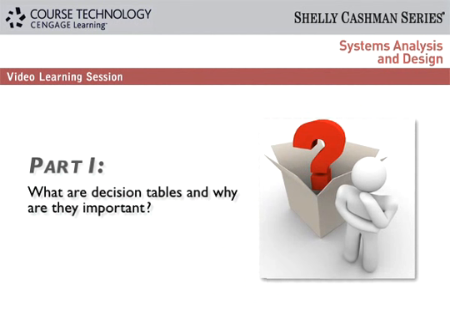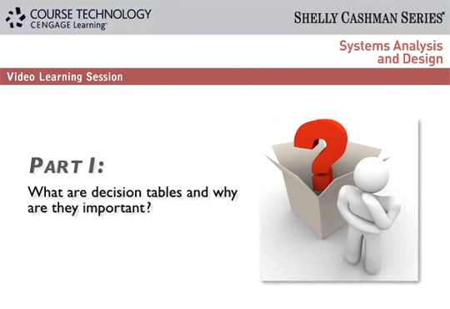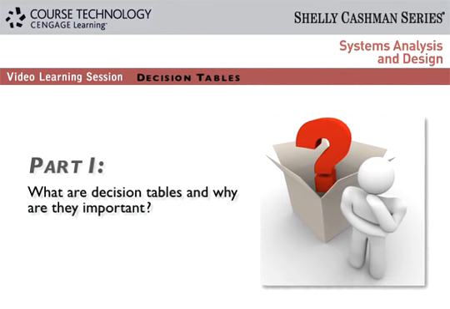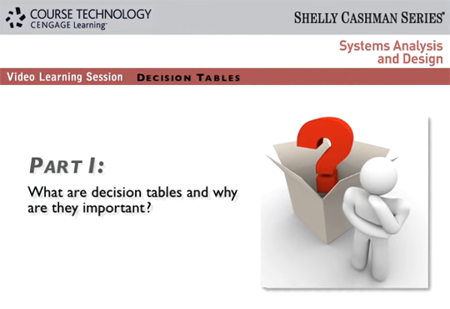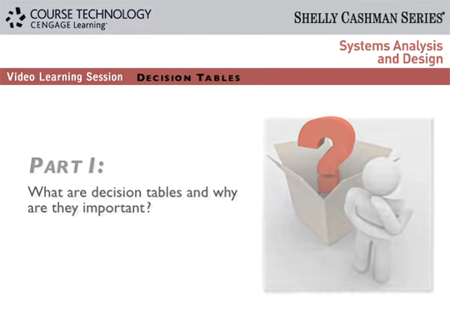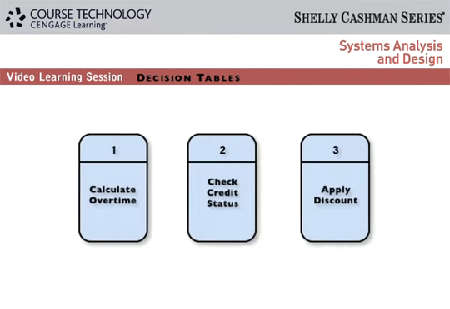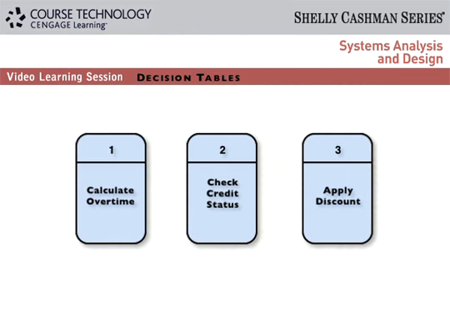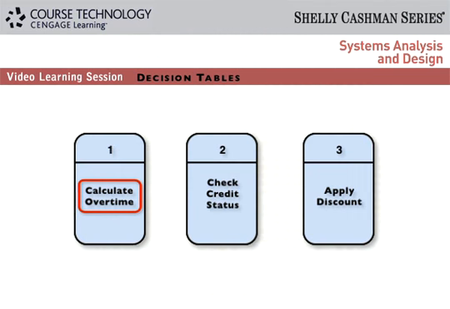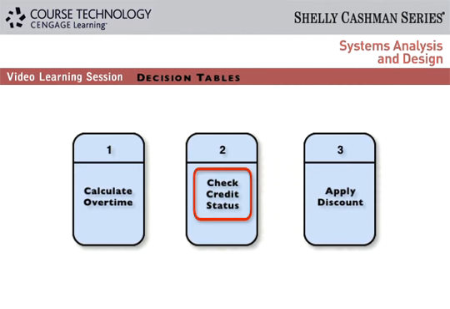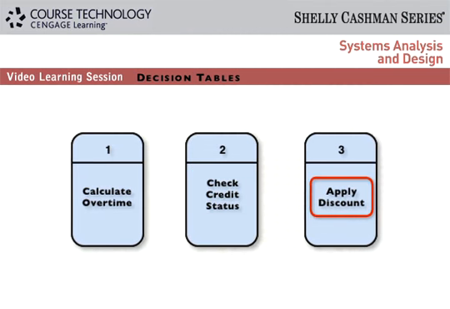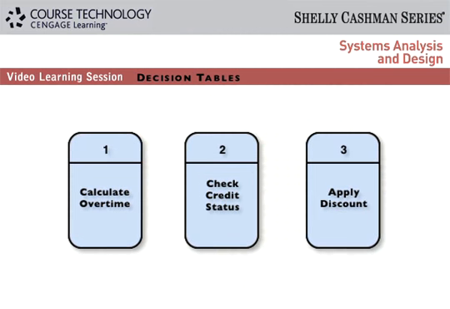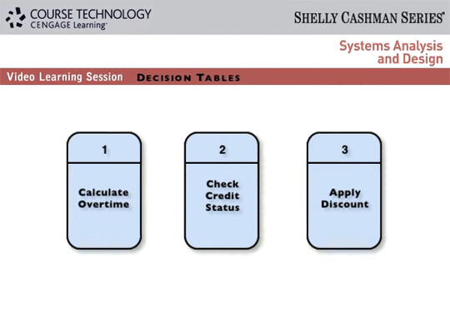A decision table is a logical structure that shows various conditions and outcomes. Systems analysts use decision tables to analyze and describe processes. In a DFD, each process performs one or more specific functions, such as calculate overtime, check credit status, or apply discount. Depending on the input or conditions, each process produces one or more outputs or outcomes.